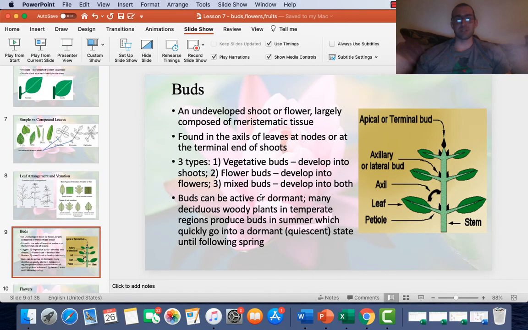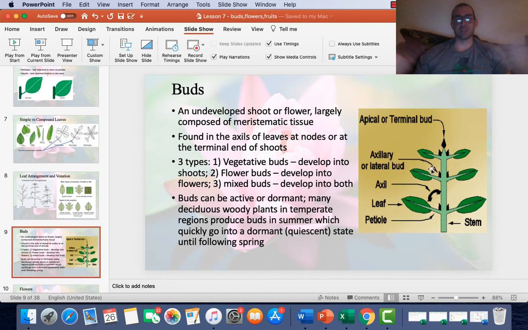All right, so moving on, we have buds. Buds are an undeveloped shoot or flower. Now they are composed primarily of meristematic tissue. Again, that meristematic tissue is made up of the actively dividing cells. It creates new tissue. And our buds are found in axils of leaves, or at the terminal end of shoots.